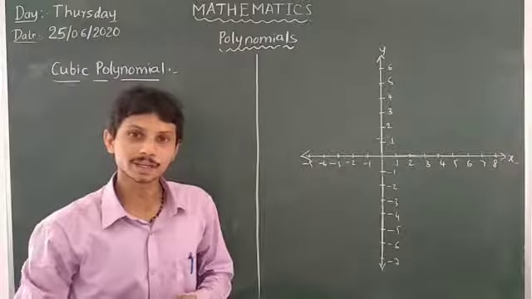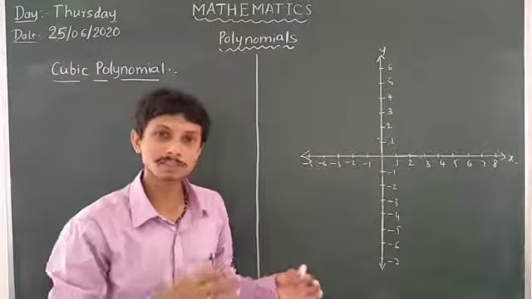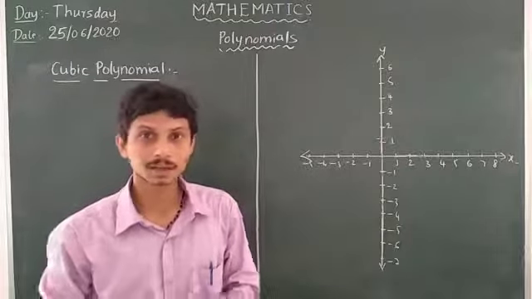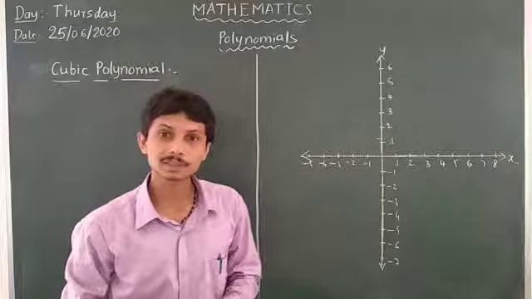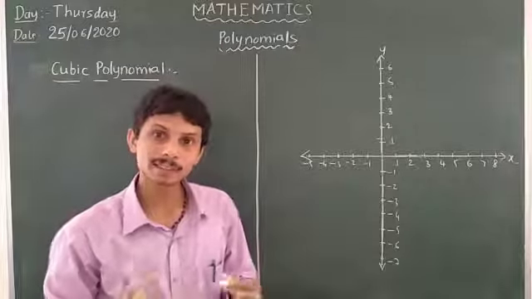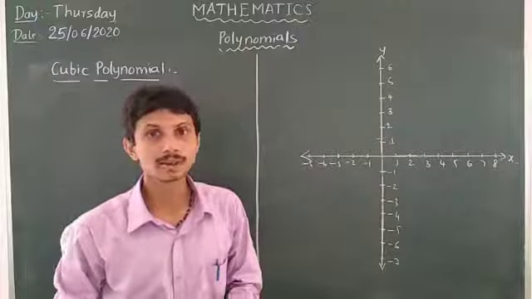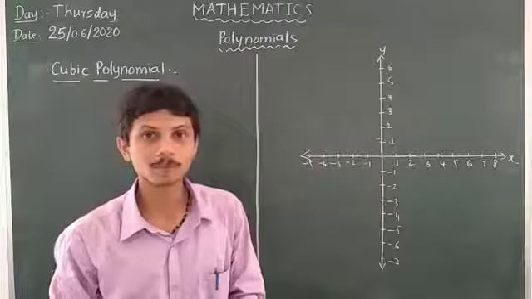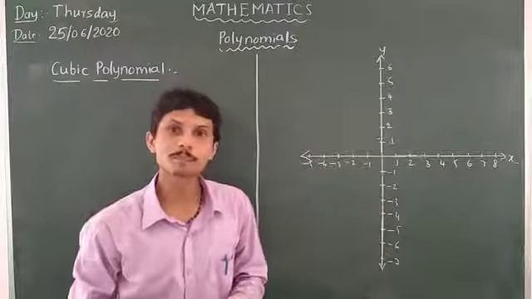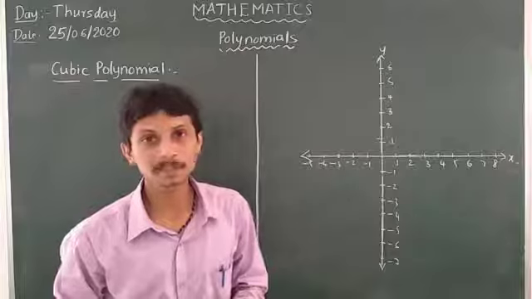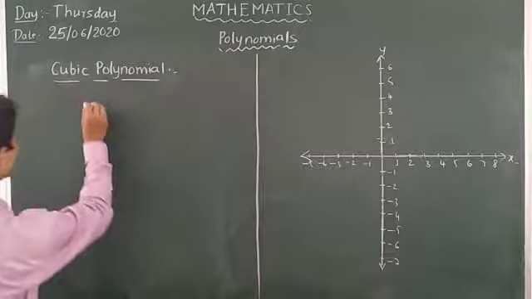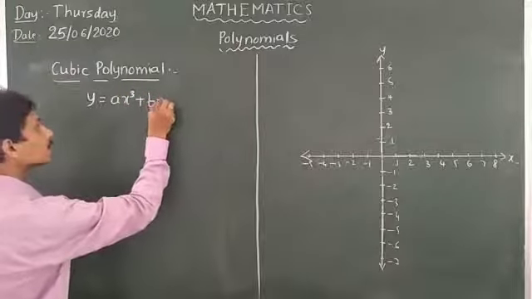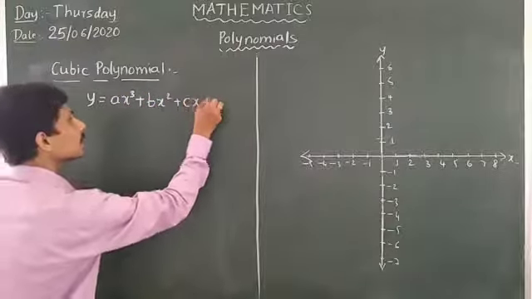We already knew that linear polynomial can be expressed in the form of y is equal to mx plus c or y is equal to ax plus b. Again, quadratic polynomial can be expressed in the form of y is equal to ax square plus bx plus c. So again, the cubic polynomial can be expressed in the form of y is equal to ax cube plus bx square plus cx plus d. That is y is equal to ax cube plus bx square plus cx plus d.